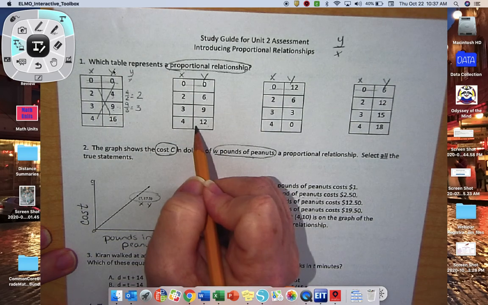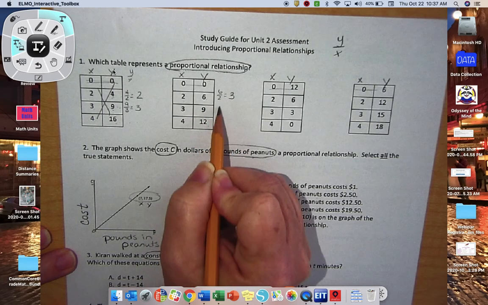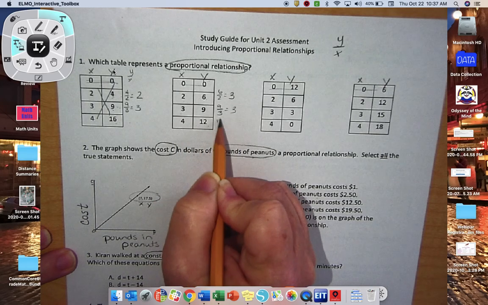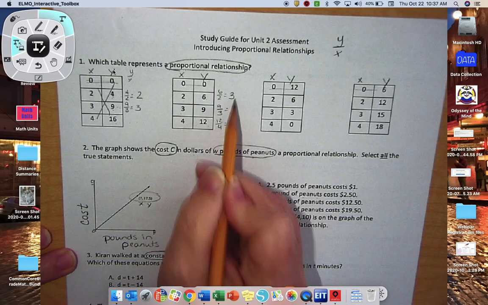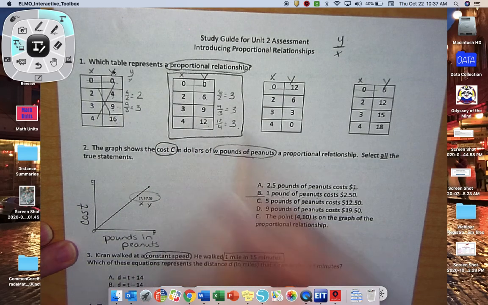Now we're going to do the same thing with this next one. So if I'm doing 6 over 2, I get 3. 9 over 3, I get 3. And then 12 over 4, I get 3. So the fact that you have 3's here tells us that this is most definitely a proportional relationship.